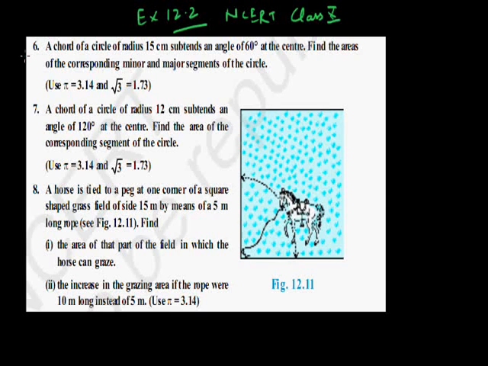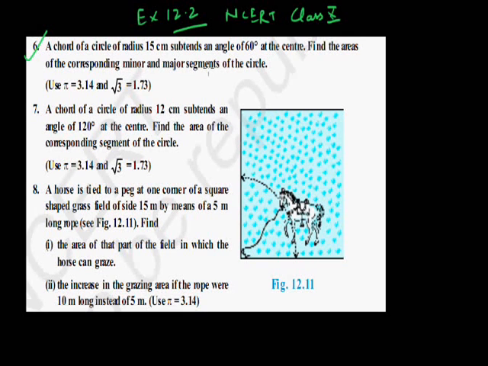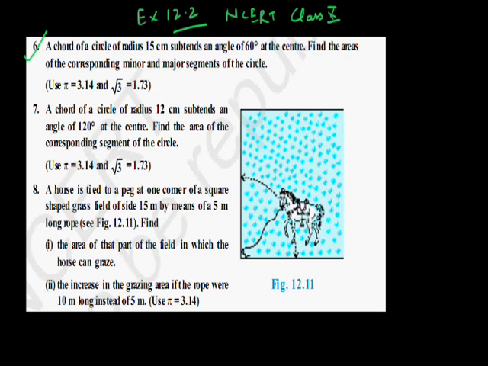Problem 6 says that the chord of a circle of radius 15 cm subtends an angle of 60 degrees at the center. Find the area of the corresponding minor and major segment of the circle. The important thing here is that we should know what the minor segment and major segment are. We have discussed this in the previous video also.